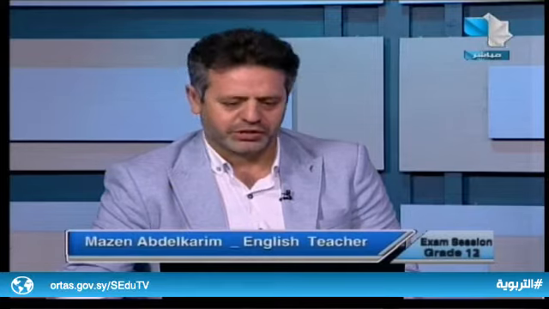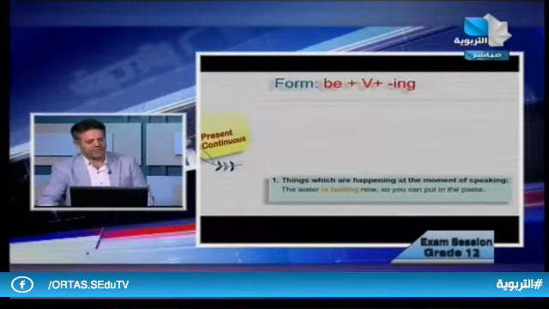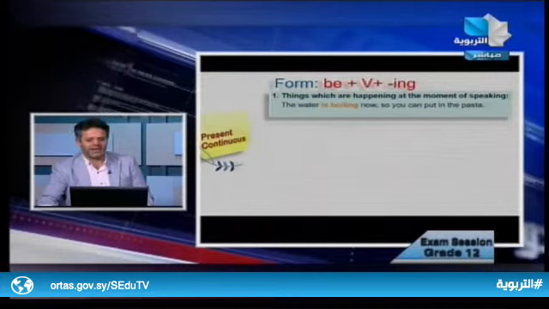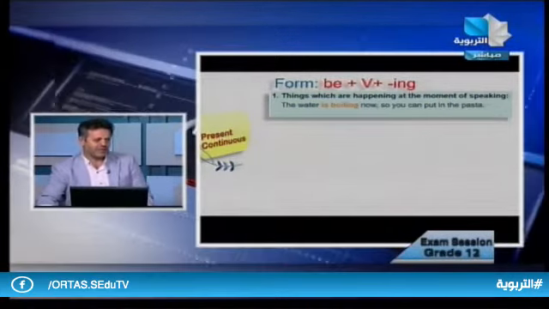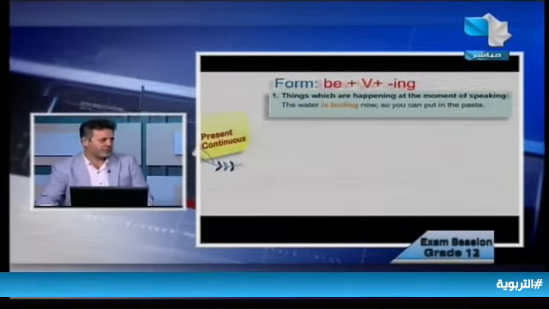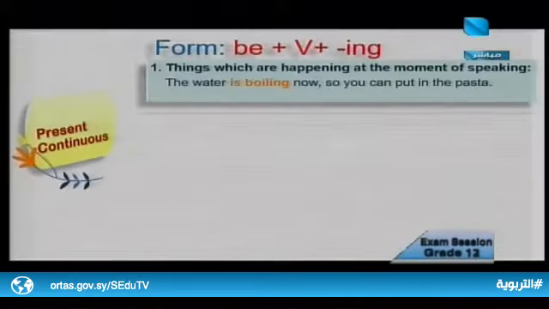The present continuous, first of all, the form, which is the subject, plus be, plus verb, plus ing. Example, I am eating, he's drinking, we are swimming. The use of the present continuous, first of all, things which are happening at the moment of speaking. For example, now I am teaching the students English online. We are, let's say, revising tenses at the moment. We are explaining the tenses.